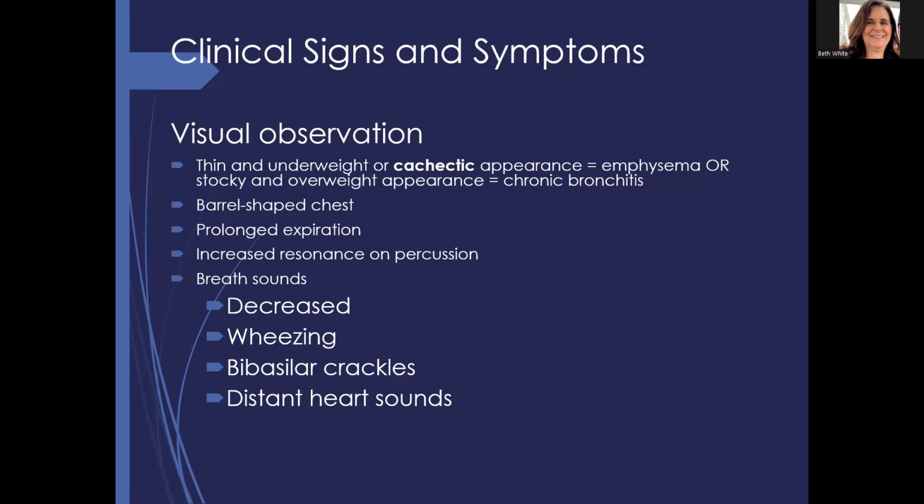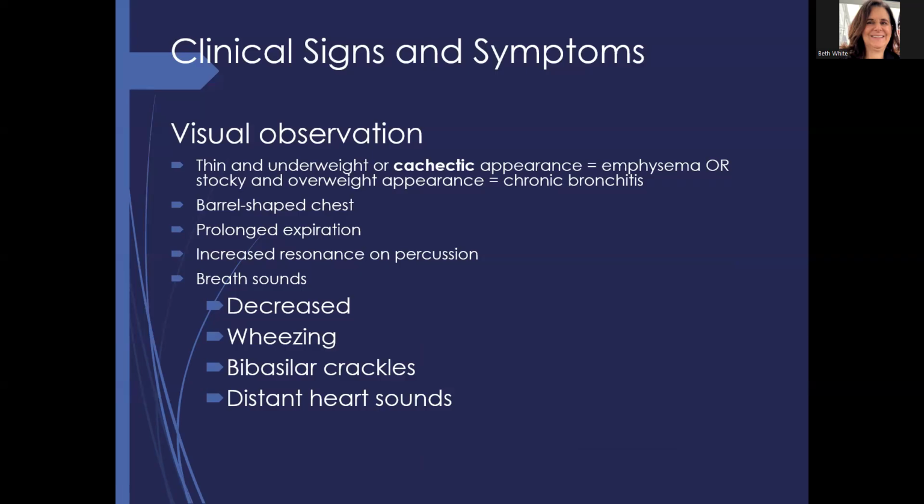They may have barrel-shaped chest. They will have a prolonged expiration. Why? Because they're obstructing, so it's hard for them to exhale all the air in their lungs. Their body desperately wants to get all the used air out so it can bring new fresh air in. But they are having obstruction, so they can't get all of that old air out, or the CO2 filled air.